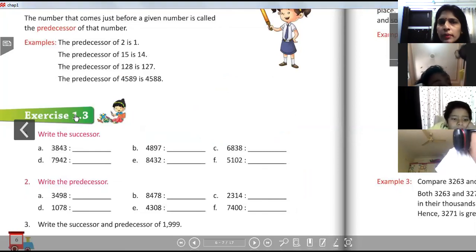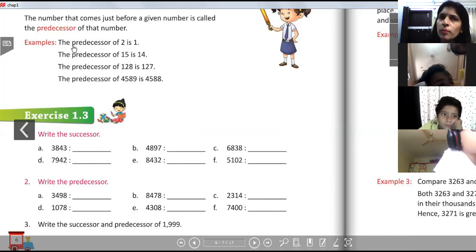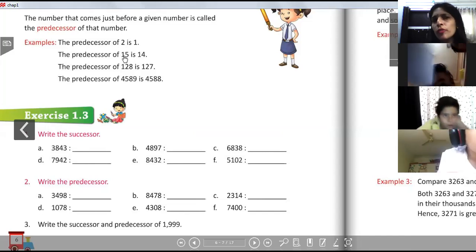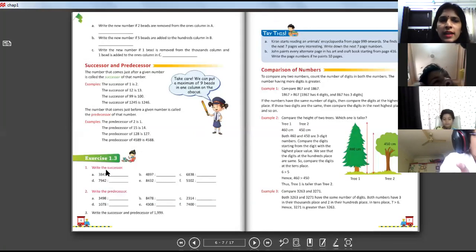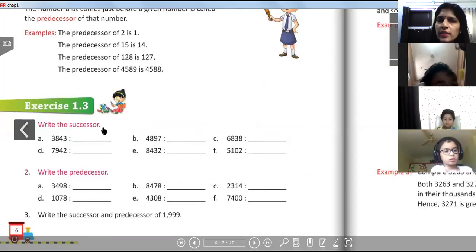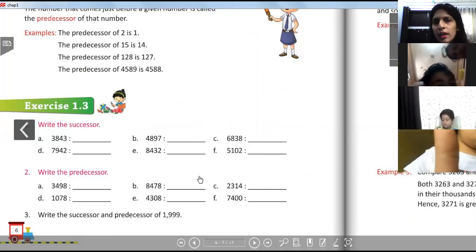So for example, here the predecessor of 2 is 1, the number which comes just before. So the predecessor of 15 is 14, and so on. Okay, children. In this exercise, you were supposed to write the successor and the predecessor. Okay, children. Coming to the next topic.